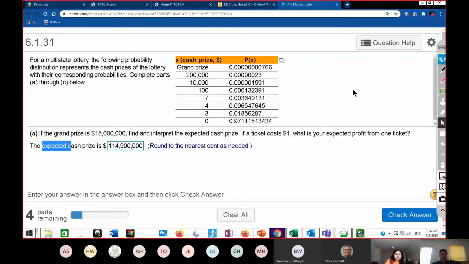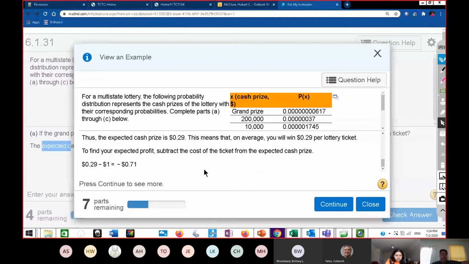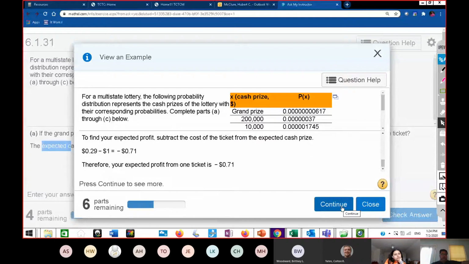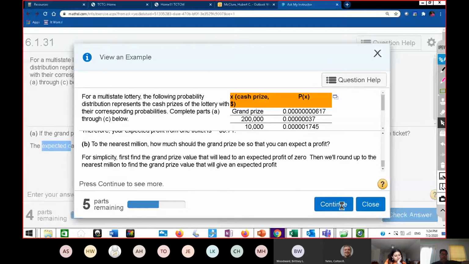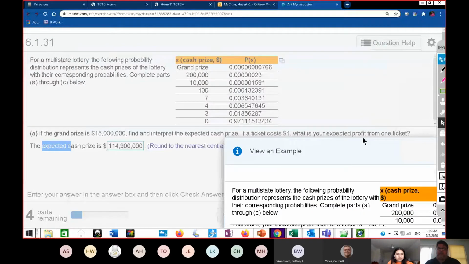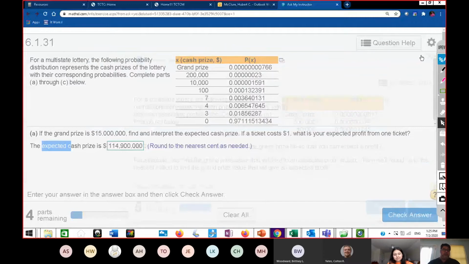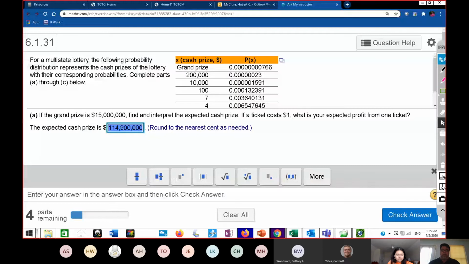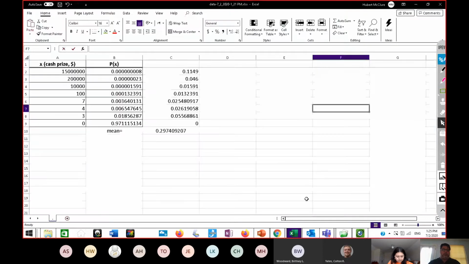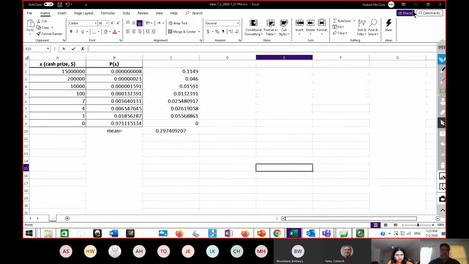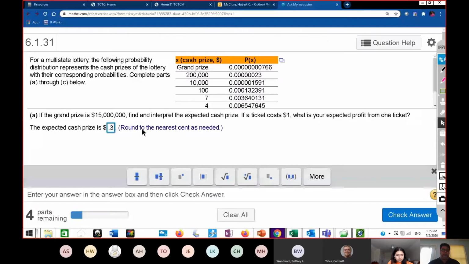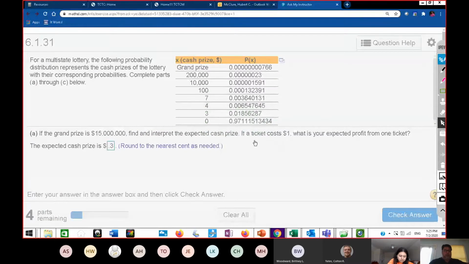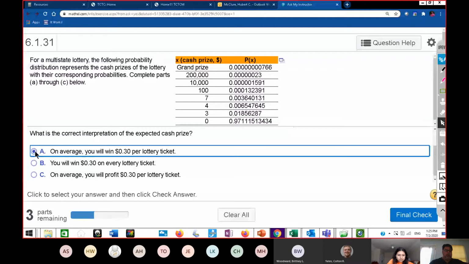And then they take the complement. And your expected profit for one ticket is 0.71. I'm just looking to see where they got that number right there. Oh, that's what somebody put for an answer. Okay, I thought that was what they were getting. I'm sorry. All right, so the expected should be, what do we get? We got 0.29, which is 0.3. So it's a positive. So I'm going to put 0.3 right there. And remember, that's your average. So on average, you will win $30 per lottery ticket.